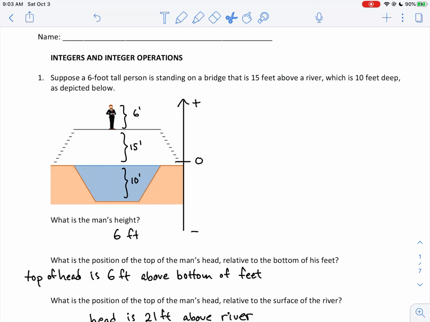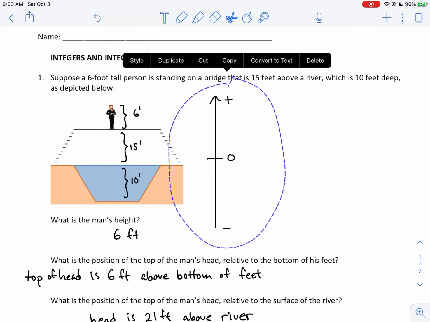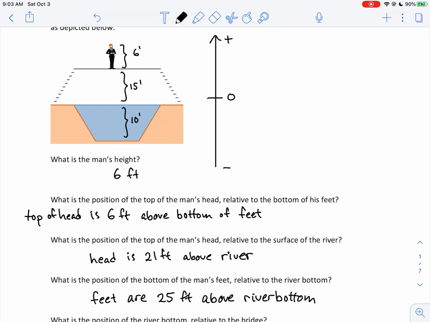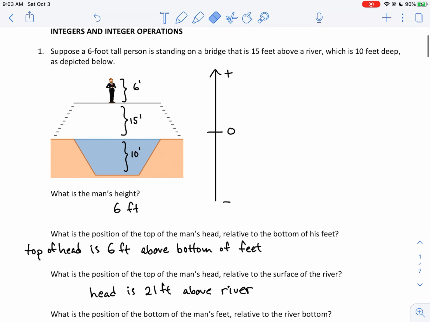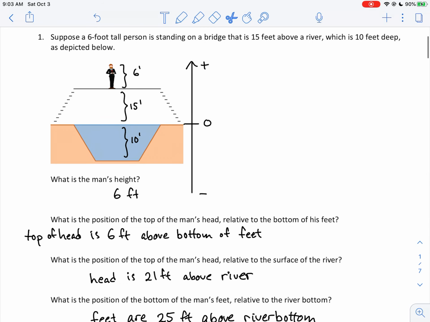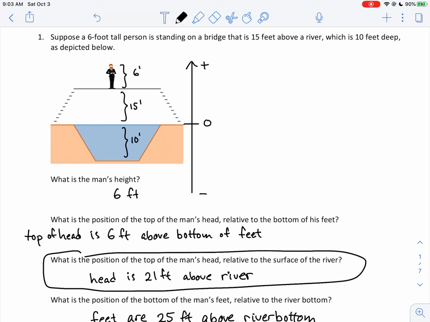When I say establish a frame of reference, let's focus on this first question that was asked here: relative to the surface of the river. What that means is that we want to position our 0, our number line, at the surface of the river, which is right in this position. And then we can answer this second question right here. What is the position of the top of the man's head relative to the surface of the river?